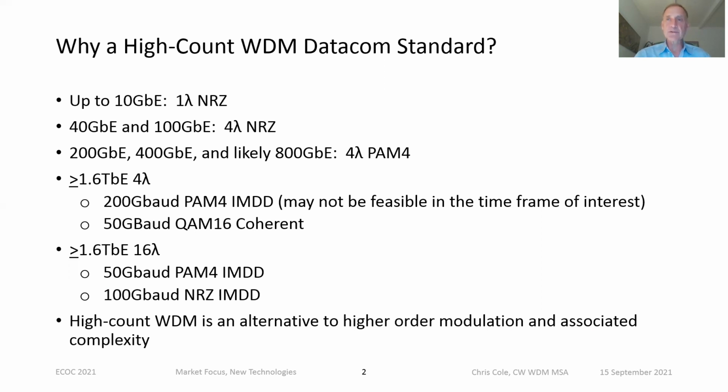Alternately, if we're willing to move away from the four wavelength paradigm, our choices for IMDD become a lot more palatable. We could do 50 gigabaud PAM4 or 100 gigabaud NRZ, both of which are going to be very feasible when we're considering 1.6 tera. So what high count WDM provides is an alternative to higher order modulation and its associated complexity.